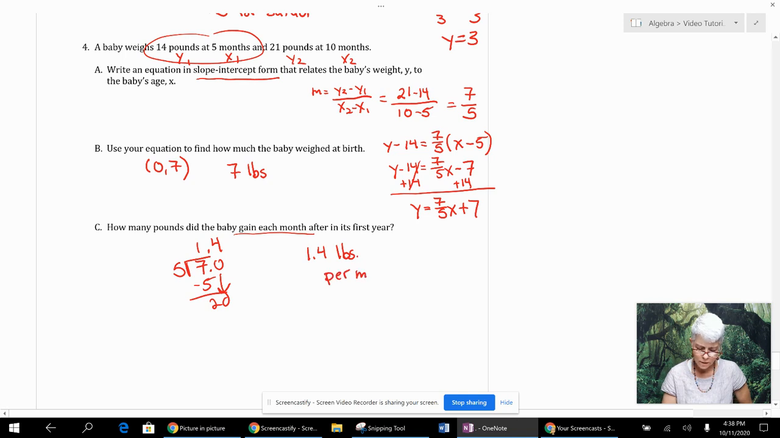So that might have looked a little bit more challenging. It did help you along the way by saying we're going to write this in slope-intercept form. And then from there, you had to realize, okay, wait a minute, I'm going to need to use point-slope form to find the y-intercept.